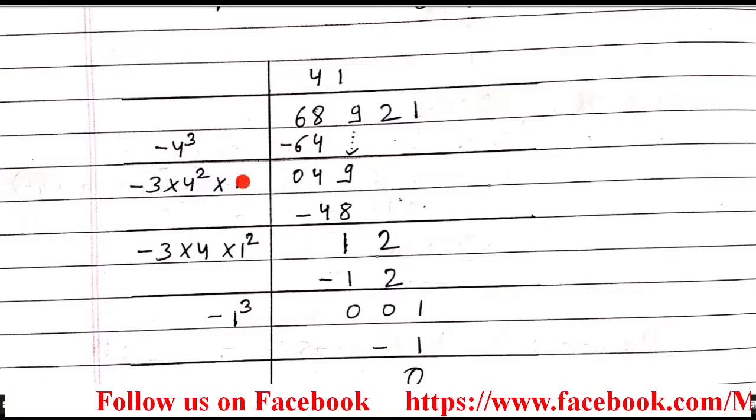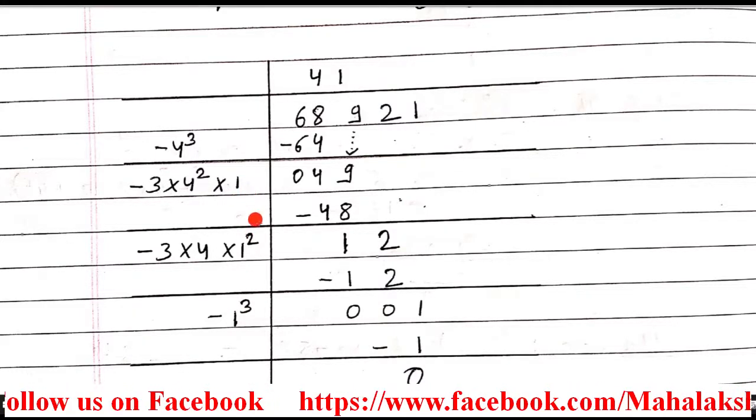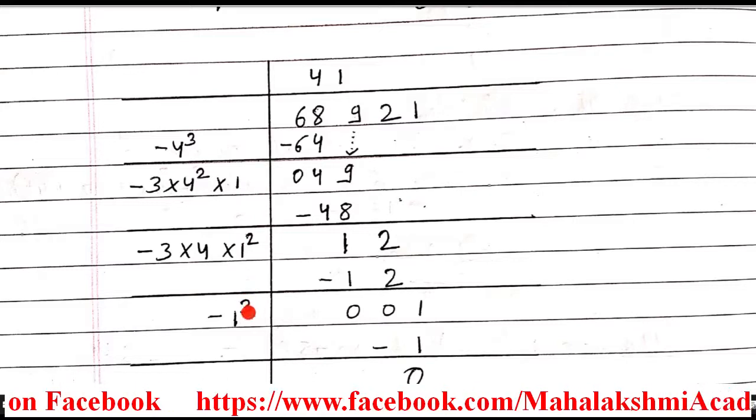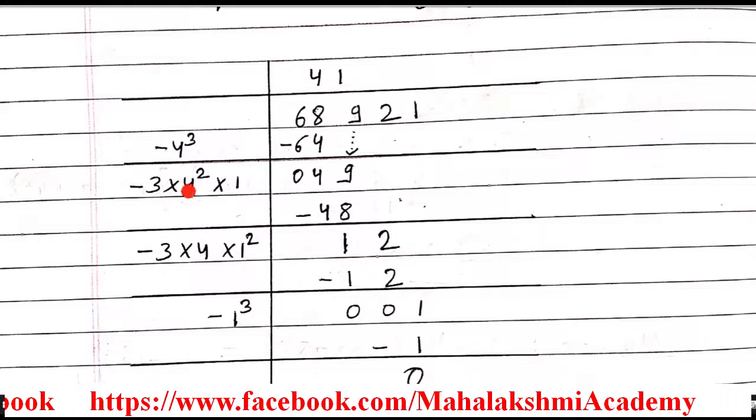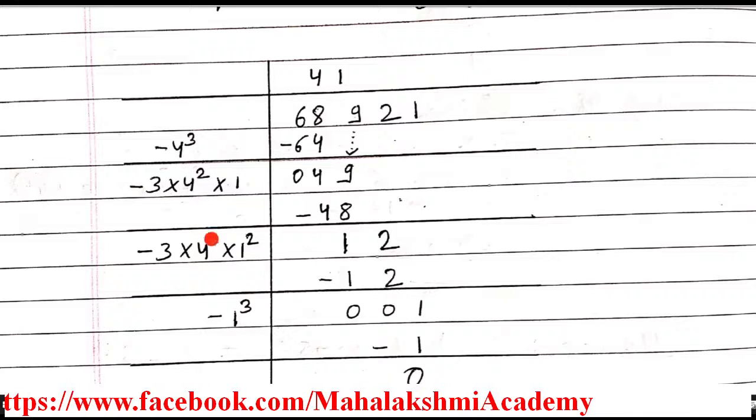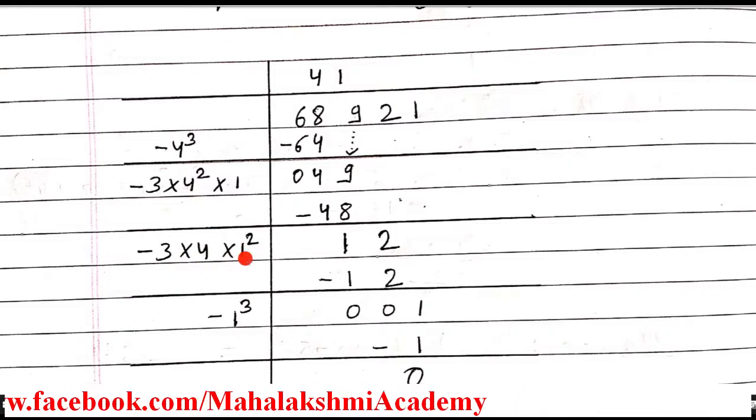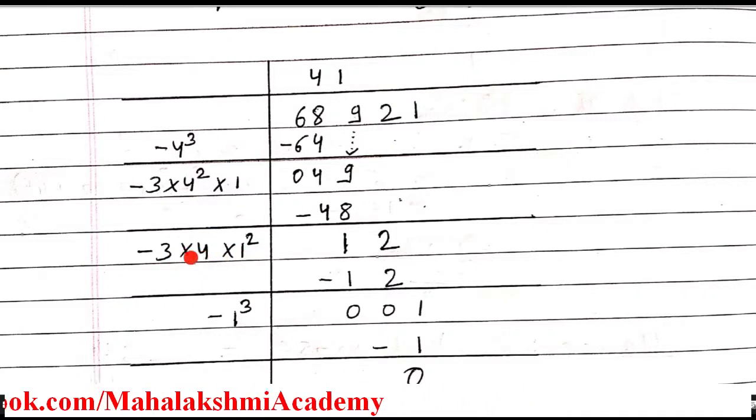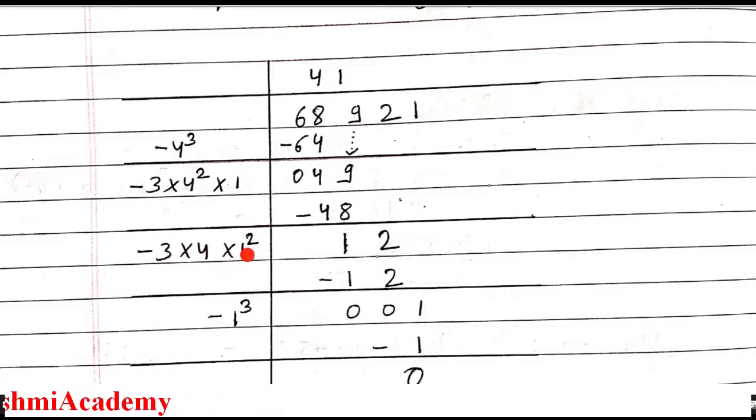So the number which we selected here, that number's power will increase in subsequent steps, and 4's power is going to decrease. So in this step you do not have to select any number, simply you have to multiply them. So 3 4s are 12 and 1 square is 1. So 12 multiplied by 1 is 12. Subtract them, you will get 0.